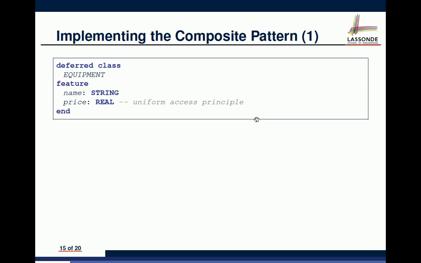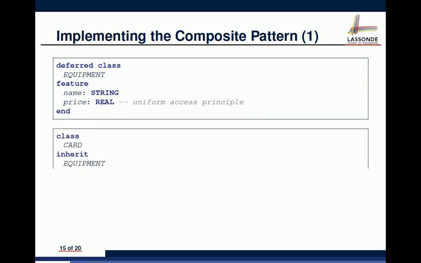Basically, from the client's point of view, it doesn't really matter whether you implement a feature as a query or as an attribute. From the client's point of view, they always just call the feature directly. We're going to see that. You don't have to be bothered by the name, uniform access principle, just yet.